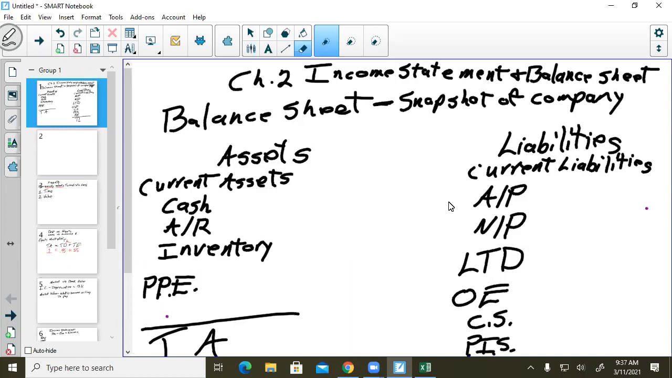It shows all your assets, liabilities, and stockholder equity. Okay, it shows assets, liabilities, stockholder equity, right? The balance sheet, like we said, we have assets, we have liabilities. Okay, assets are on one side, liabilities are on the other. How are they listed? Do you remember? In order of liquidity.